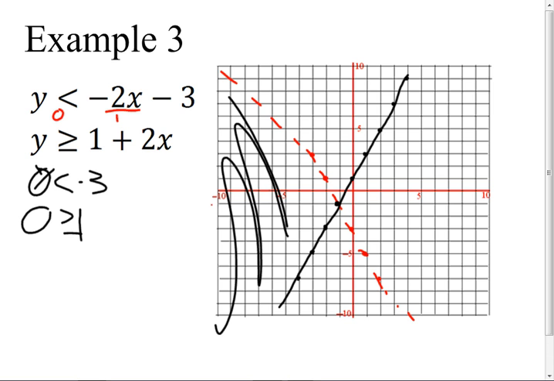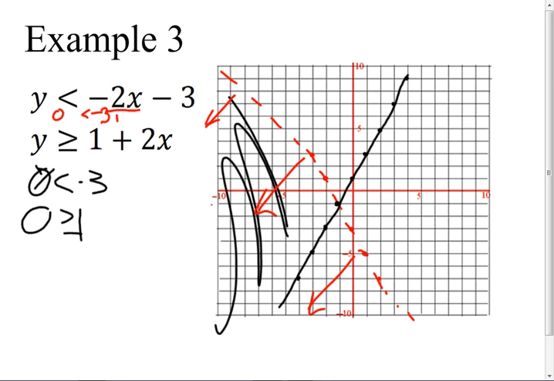Is 0 smaller than -3? No. So this one shades where? Say shades this way, right? How about the black one? He did the work for the black one. Well, not really.